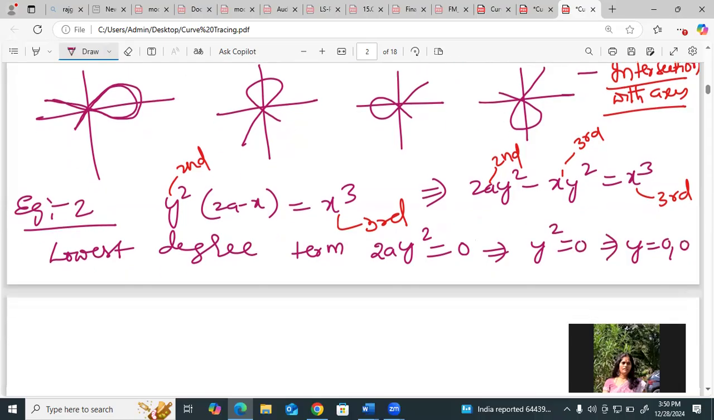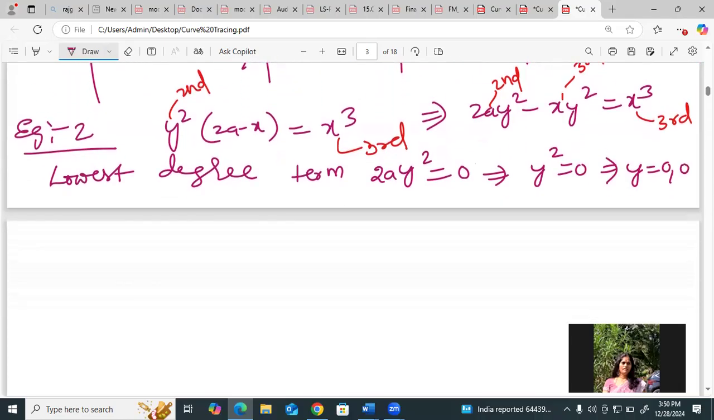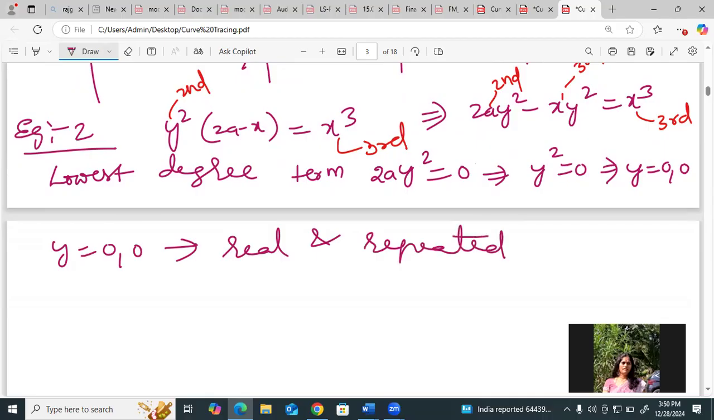Please observe here, again, this is an important point. Y is equal to 0, 0. I have them to be real and repeated. When I have real and repeated roots at origin, then the curve has a cusp. The curve has a cusp at origin. Anything is fine, but it has a cusp.